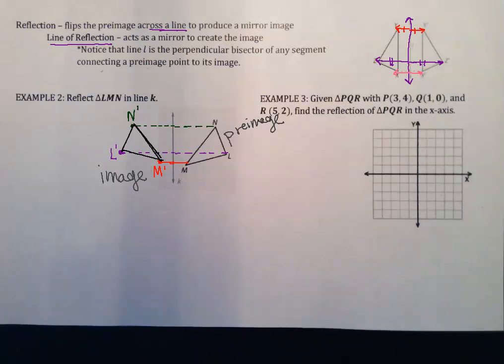All right. So it says, given triangle PQR with P at 3, 4, Q at 1, 0, and R at 5, 2, find the reflection of PQR in the x-axis. Okay, so let's graph it first. And you need to label. So P is 3, 4. 1, 2, 3, 4. And label it P. Q is 1, 0. And R is 5, 2. Okay, you can go ahead and connect those points.